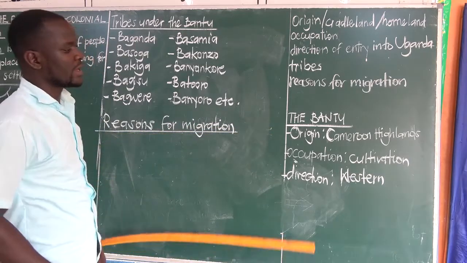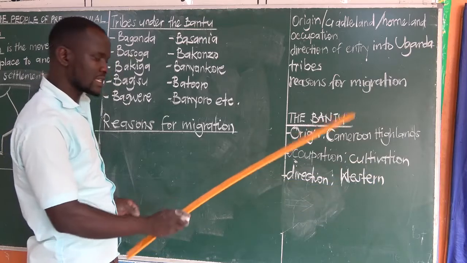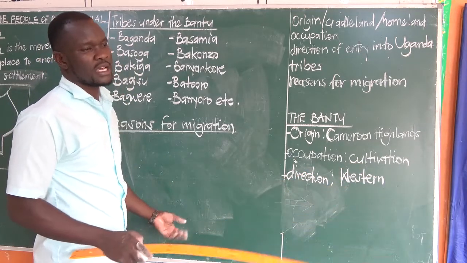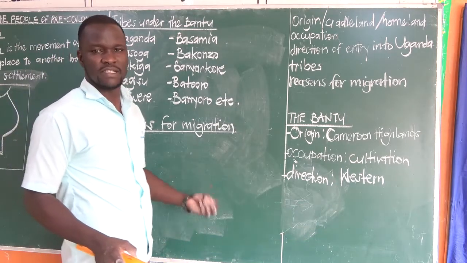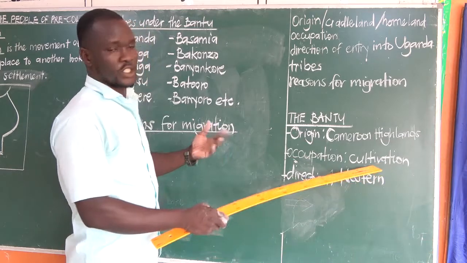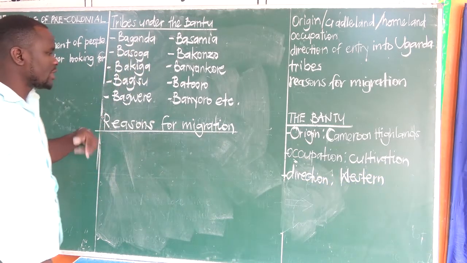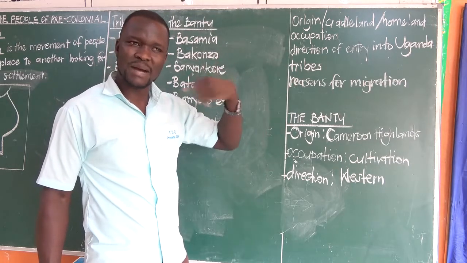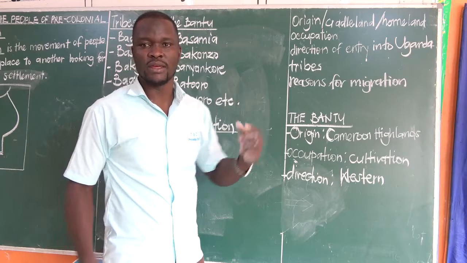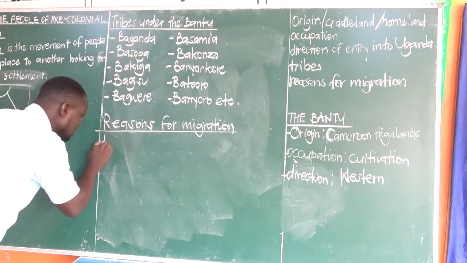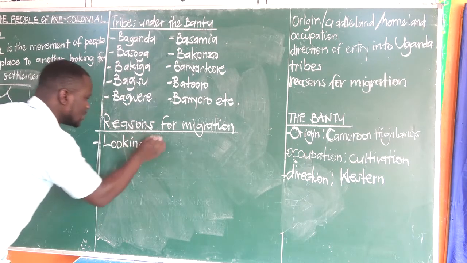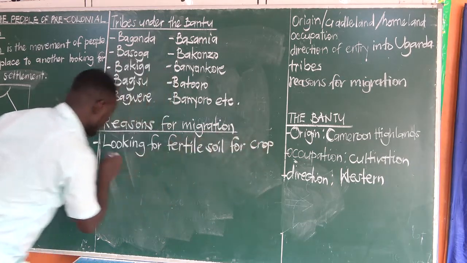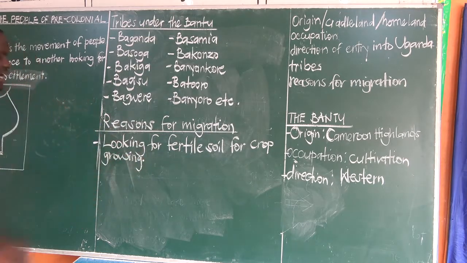Since these people were dealing with growing crops, as I told you, when the question is asking for the occupation or the economic activity, you mention the activity. Don't describe them by saying they were crop growers, they were growing crops, they were cultivators. No, that is not the activity. Mention the activity, crop growing or cultivation. So we shall come up with the idea that since these people were crop growers, when they were moving, they were looking for areas with fertile soil to grow the crops. So the first reason we shall have here is these Bantu were migrating, looking for fertile soil for crop growing. That is our first reason that we need to give.